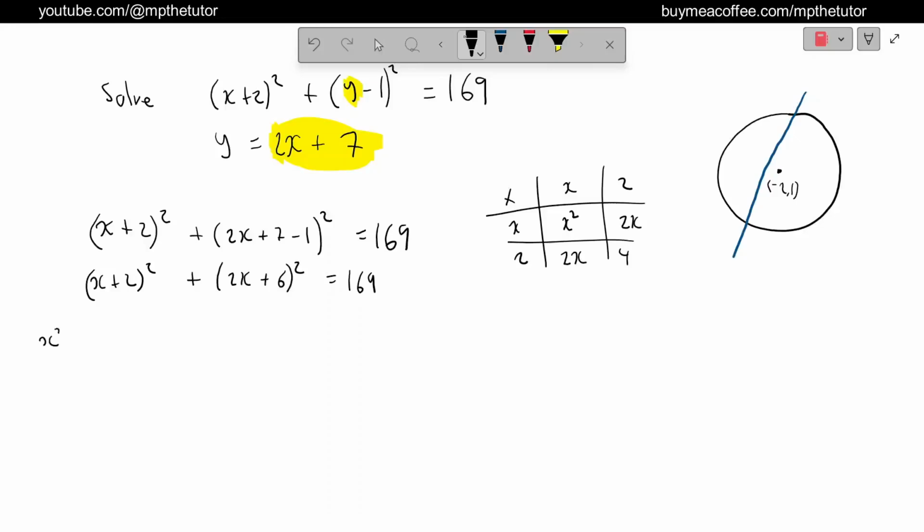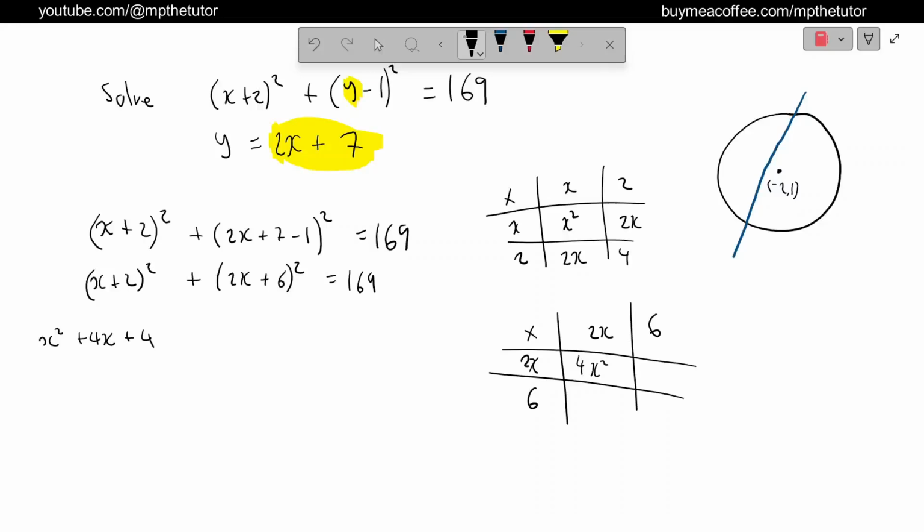So that first one is x squared plus 4x plus 4. And the second one, we have 2x and a 6, that's squared. 2x times 2x is 4x squared. 2x times 6 is 12x, and then we have 6 times 2x is another 12x, and 6 times 6 is 36. So that gets you plus 4x squared plus 24x plus 36 equals 169.